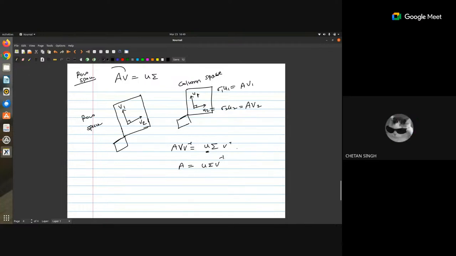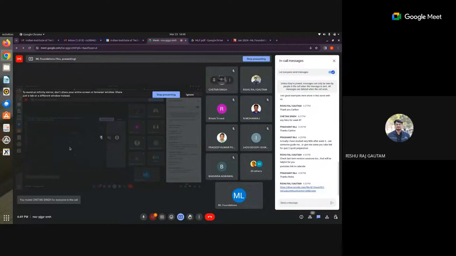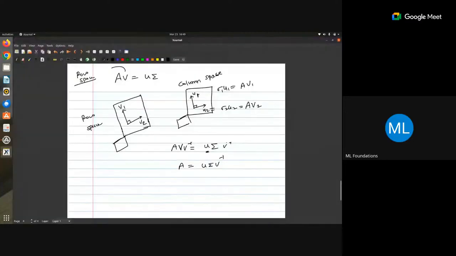Yes. So U sigma V transpose is fine. These are orthogonal basis, right? So this can become V transpose. So yes, A can be written as U sigma V transpose, and this is the SVD form. Generally we know this is the SVD form.